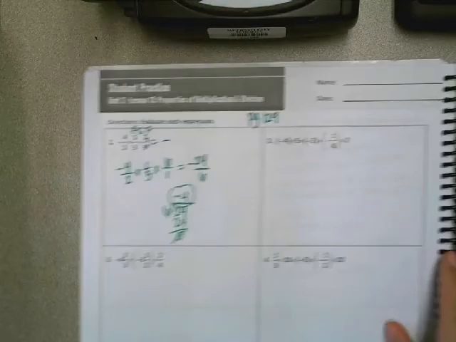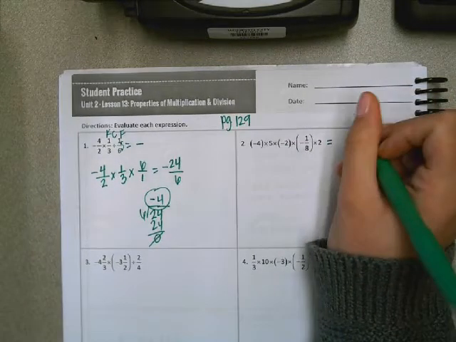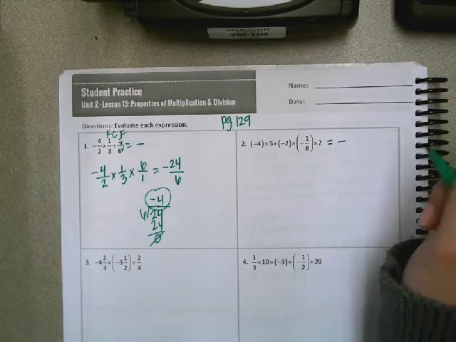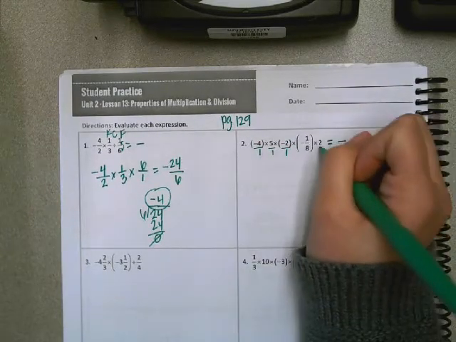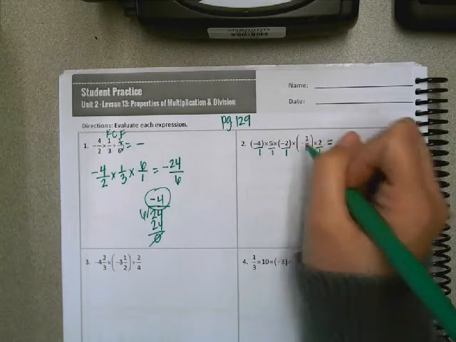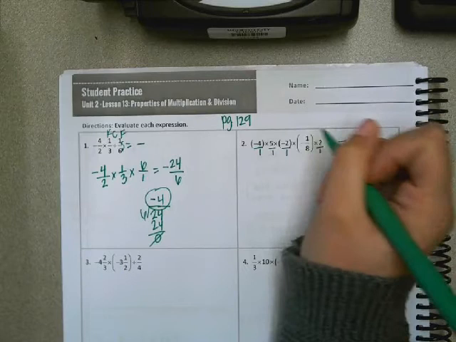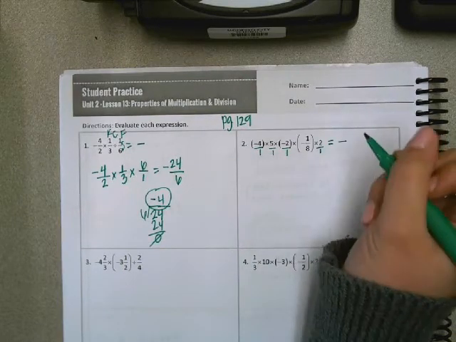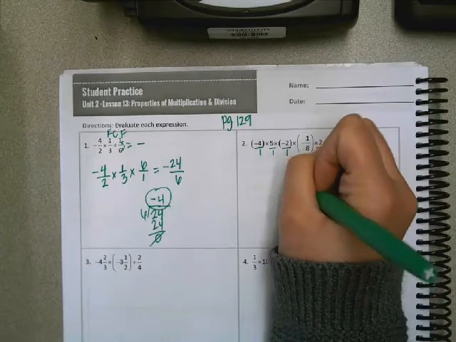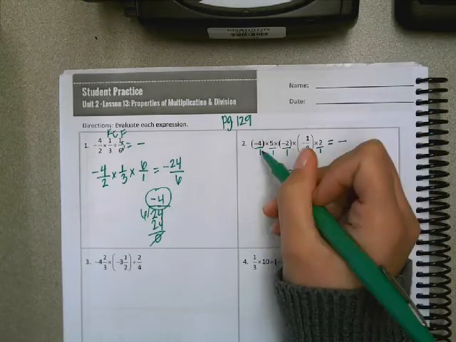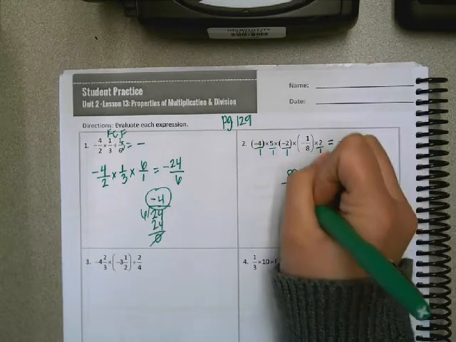Number 2, again, count how many negatives I have. I have 3. 3 is odd, so my answer is going to be negative. I'm going to put all my whole numbers over 1. And I have no division, so I'm just going to multiply straight across. So 4 times 5 is 20, times 2 is 40, times 1 is 40, times 2 is 80, over 1 times 1 times 1 is 1, times 8 is 8, times 1 is still 8.